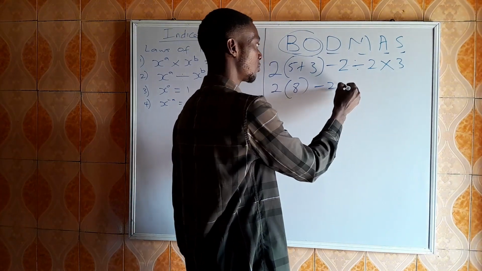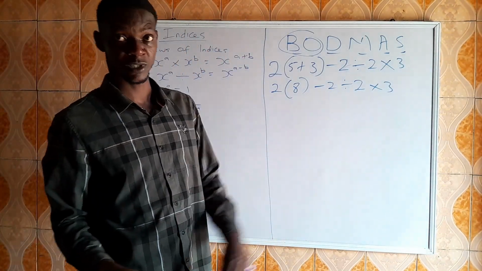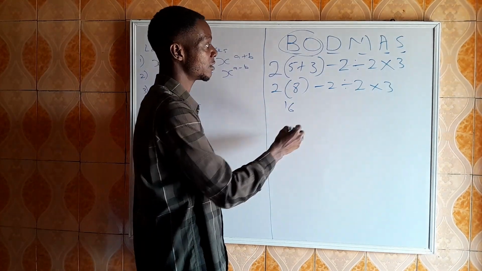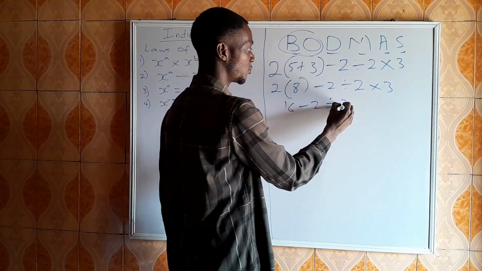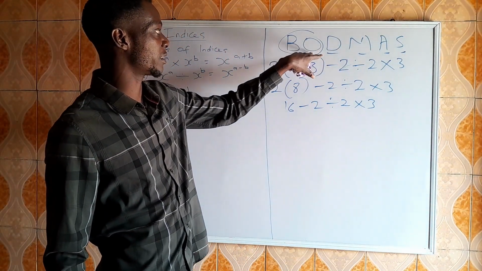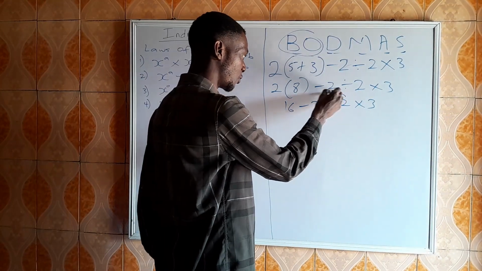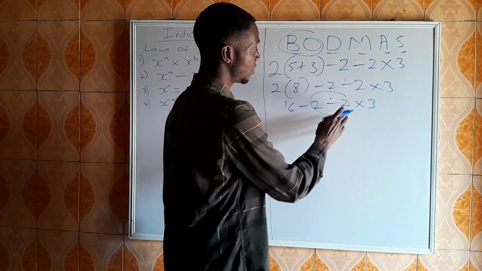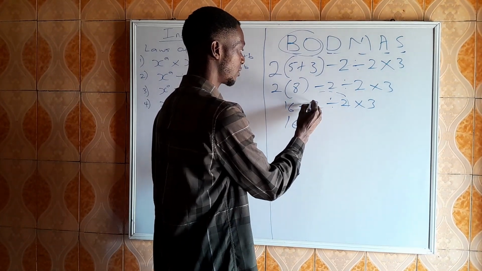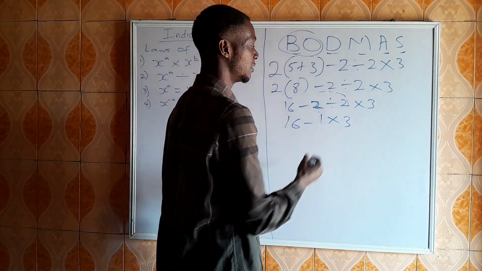Then you have minus 2 divided by 2 multiplied by 3. Now we need to open the bracket. So that will be 2 multiplied by 8, so you have 16 minus 2 divided by 2 multiplied by 3. And still remember this rule. After the bracket is solved, the next one is what? Division. So you need to solve for this first. So from here, you have 16 minus, that is 2 divided by 2, so you have 1 multiplied by 3.